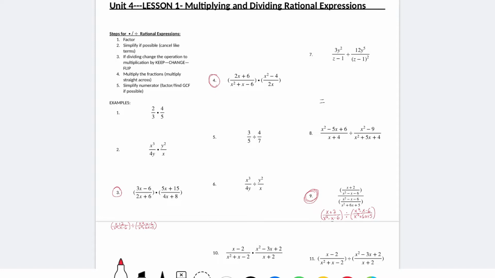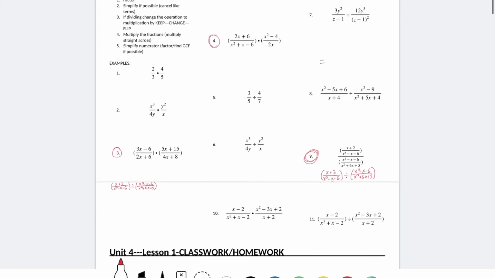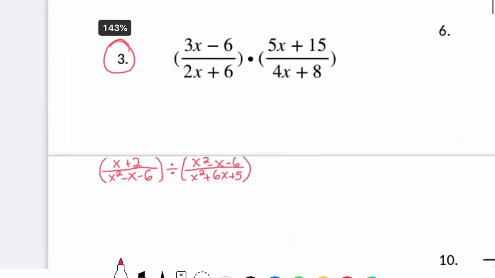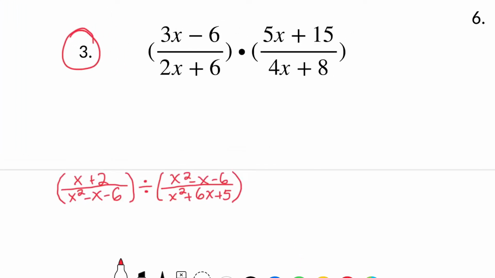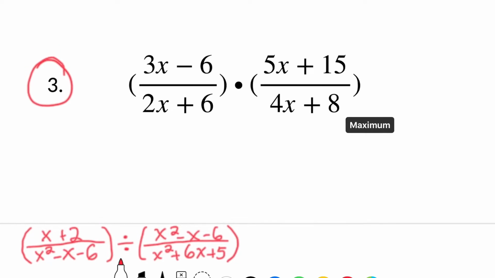So let's look at Lesson 1, number 3 to start off. In this Lesson 1, our goal is to factor out each little part, cancel out any common factors, meaning a factor both in the numerator and denominator, and then simplify or put everything together that is left after canceling out what is the same. So let's look at number 3.